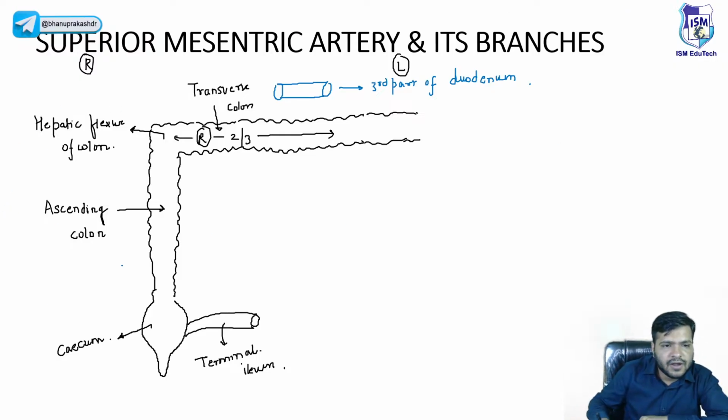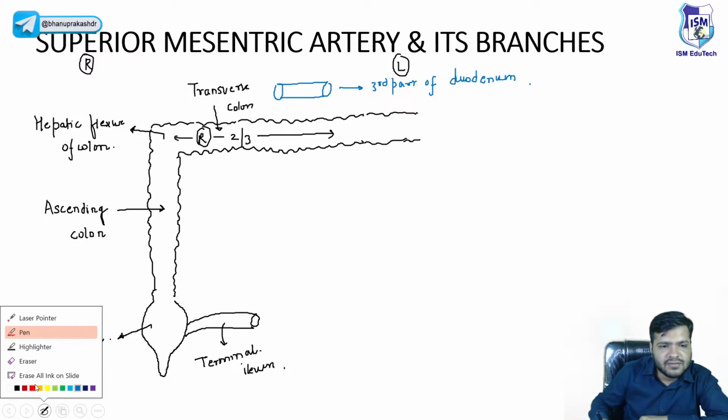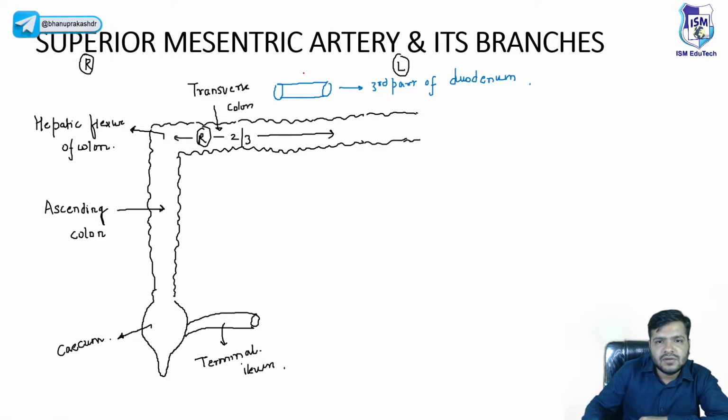Sure. In front of the third part of the duodenum, it will pass, and let me just draw it. So it is like this. It is passing like this, okay, and it is coming like this. Now, this is the superior mesenteric artery.